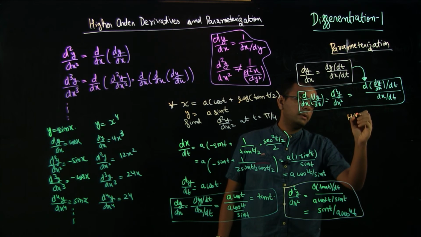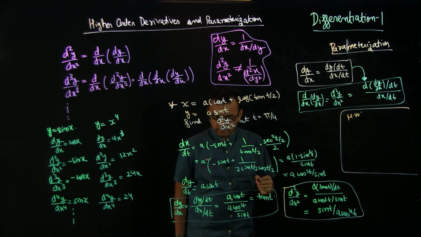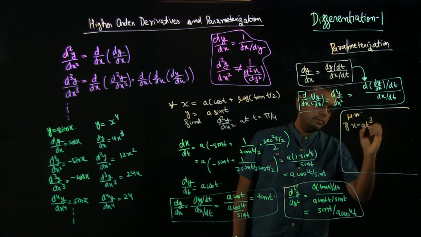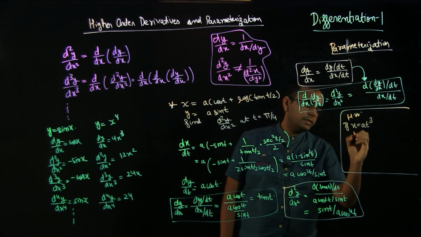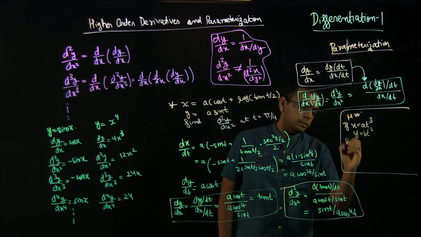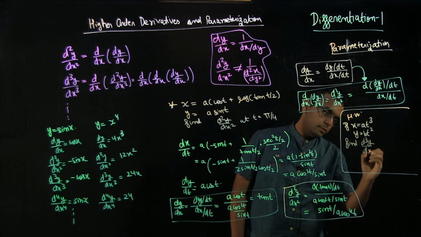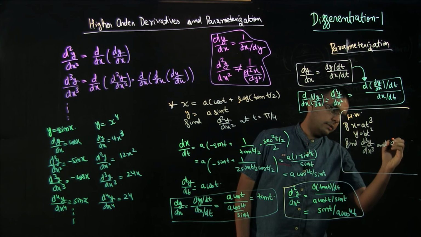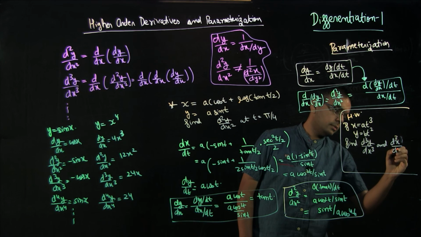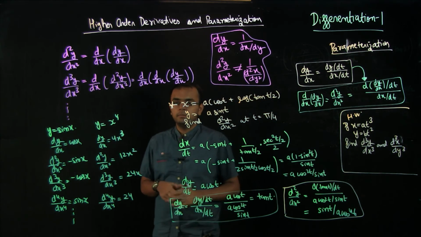So the homework problem I'll write here. The homework problem is that if x is equal to at cube and y is equal to bt square, find d cube y by dx cube and, sorry, d cube x by dy cube. And again, these things are not the same, these are different from each other.